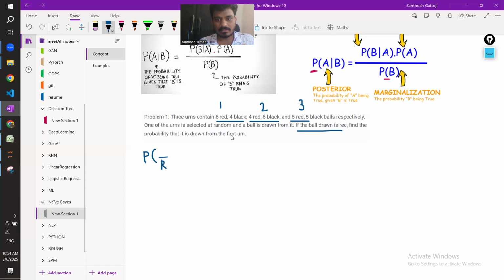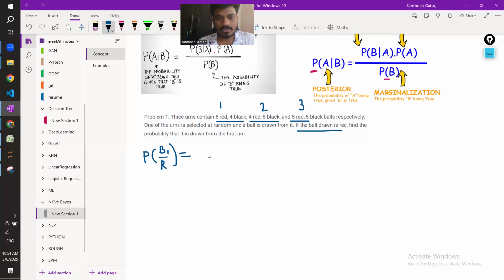But if the ball is red, find the probability that it's drawn from the first box. I'll say B1. So here it is saying the same thing: probability of A given that B has already occurred. What has already occurred? The ball is already red. Red has already occurred. I don't know from which box it is, one or two. So he's asking what is the probability that it is from the first box.